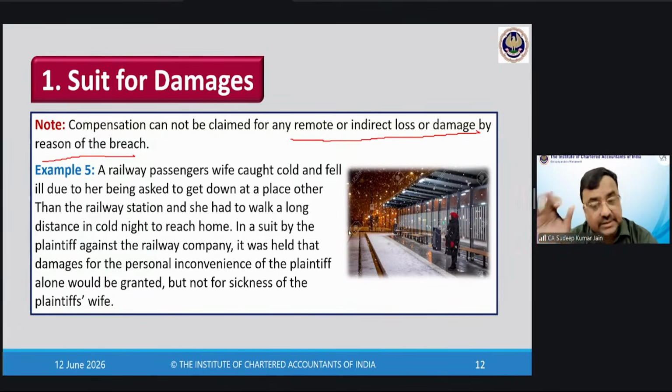What actually happened in the actual case? A railway passenger was traveling, but on the way there was a problem in the train. So every passenger was informed to please get down from the train and take shelter at some nearby hotel, resort or lodge. But because the weather was very cold, the wife of the passenger caught cold and fell ill. After that incident, he filed a suit in court to claim the hotel charges, personal inconvenience, and also the medication charges for the wife. The court said the sickness is an indirect loss, and the railway company is not liable for that.